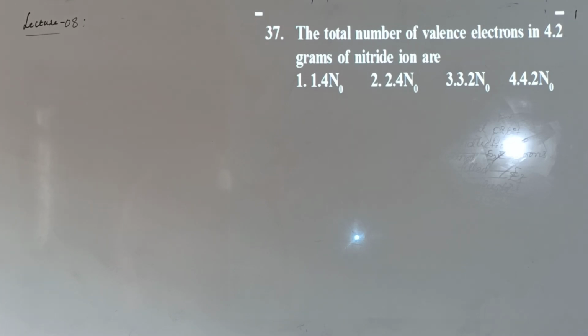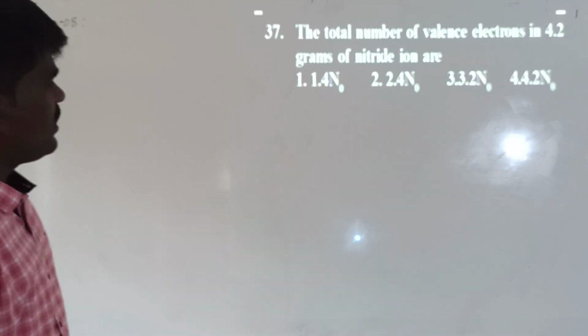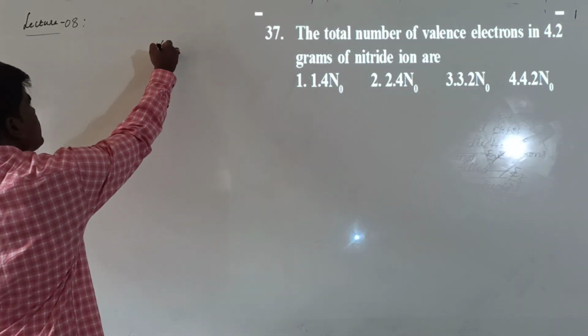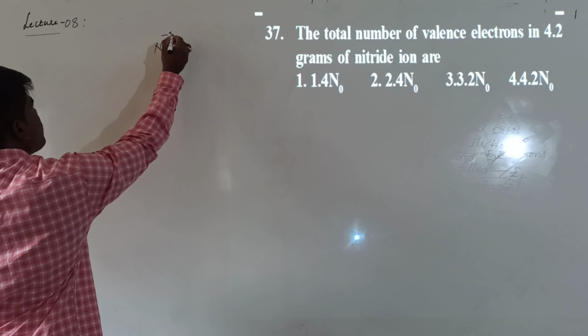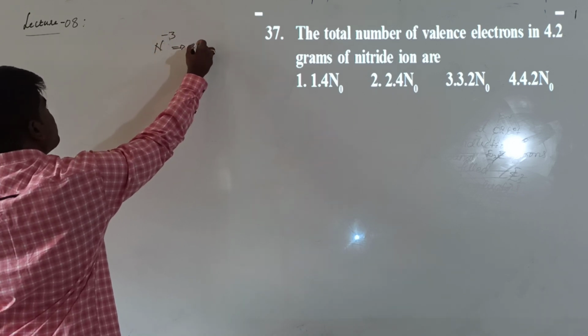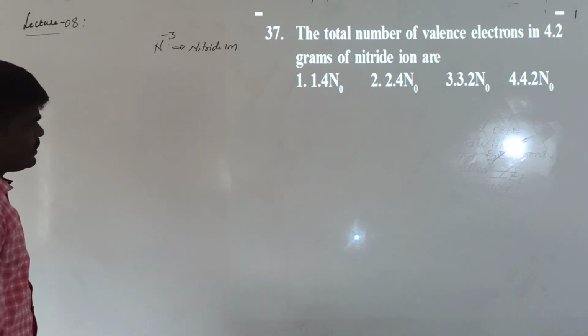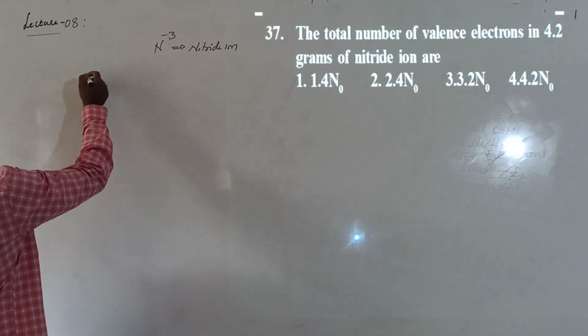Total number of valence electrons in 4.2 grams of nitride. Right? He is asking to calculate the valence electrons in 4.2 grams of nitride. What is meant by nitride? Nitride ion means N minus 3. This is called nitride ion.